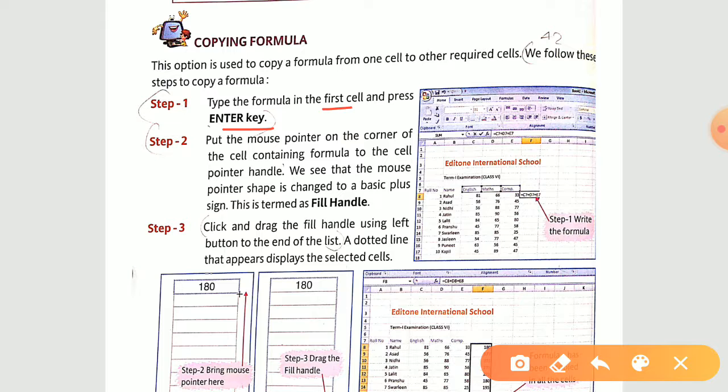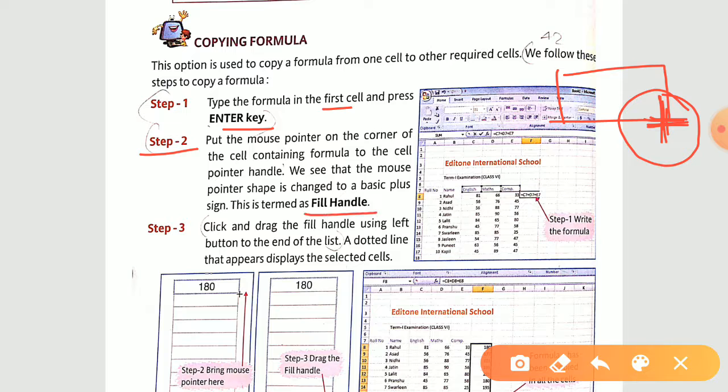Now step number 2 is what? Step number 2, put the mouse pointer on the corner of the cell containing the formula, the cell pointer handle. Now let us suppose this is your cell in which you have written the formula. Now you just have to take your mouse over here at this portion. As soon as you bring your mouse over here, the cursor will change to this plus sign. Okay, this plus sign is known as your fill handle. Over here it is written fill handle.